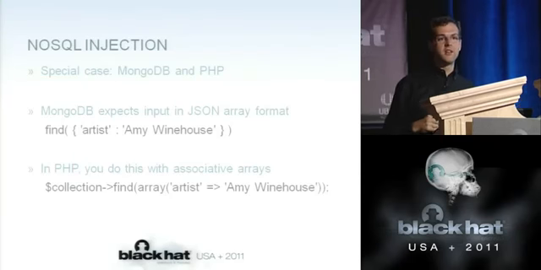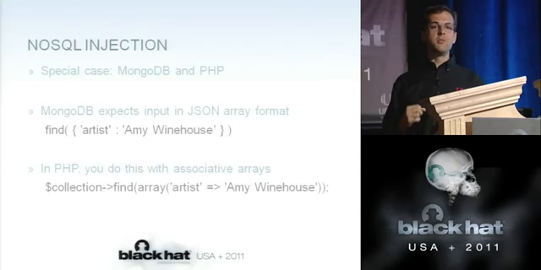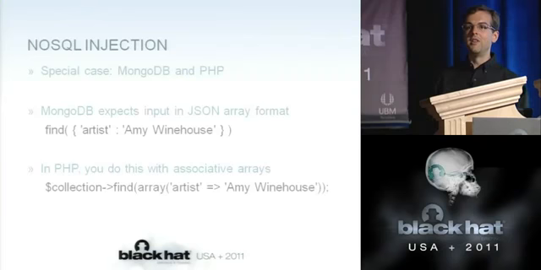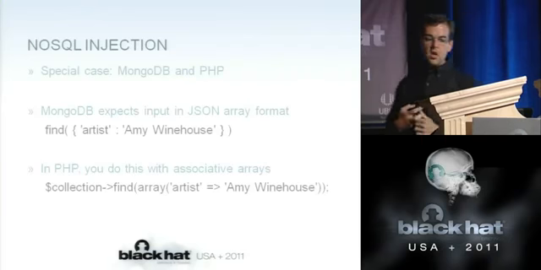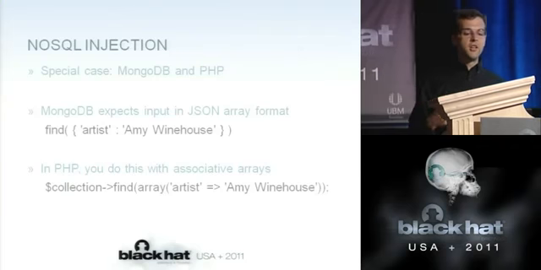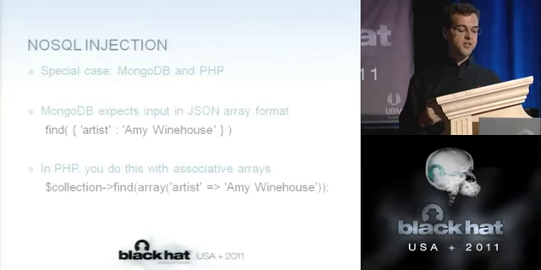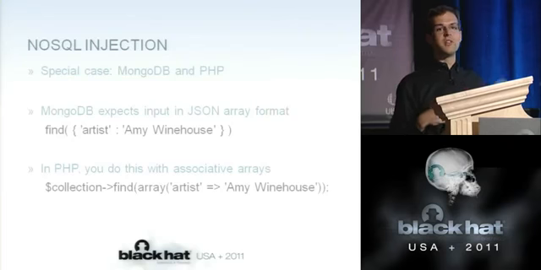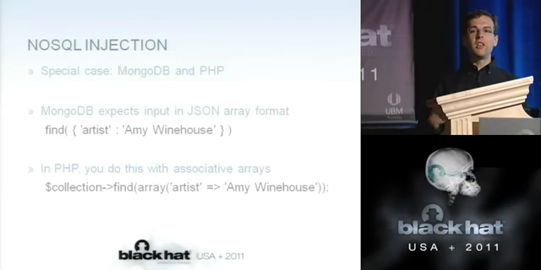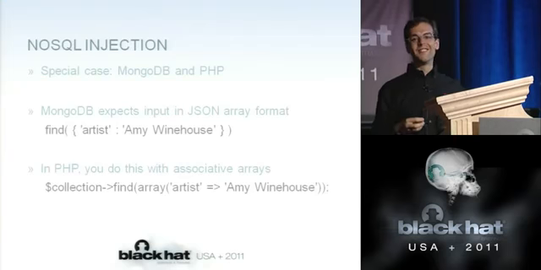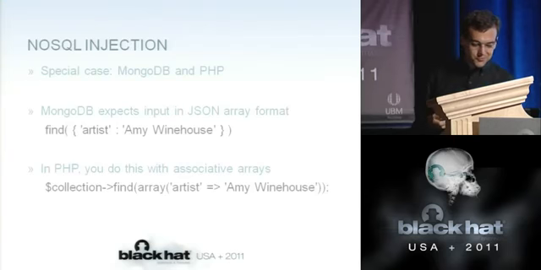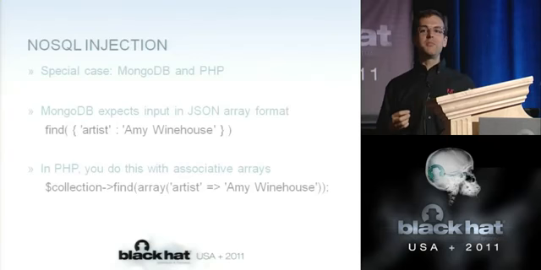But the special case here that you need to know about is MongoDB and PHP, which is a pretty common combination. So MongoDB expects its input in a JSON array format. So if I've got a music database, and I want to find all the albums where the artist is Amy Winehouse, I would say find artist Amy Winehouse. Sorry, was that too soon? Sorry.